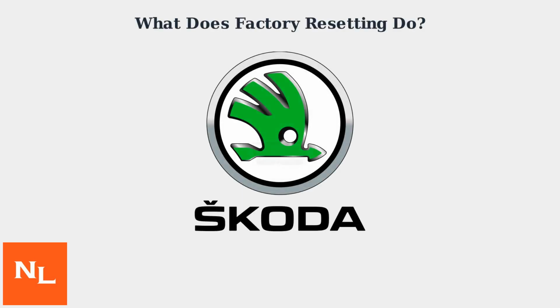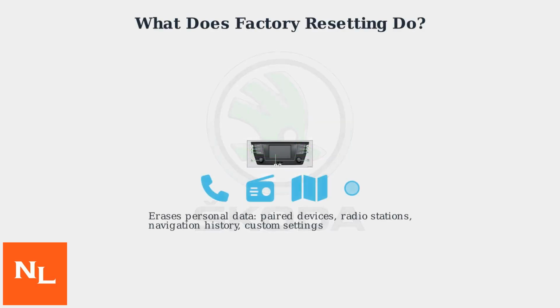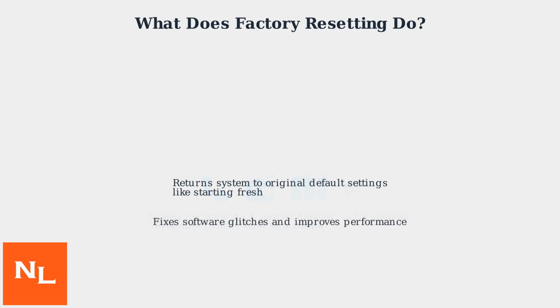Factory resetting your Skoda Fabia III's infotainment system restores it to its original default settings. This erases all your personal data, including paired devices like phones, saved radio stations, navigation history, and any custom configurations you've made. It's like starting fresh with the system, fixing software glitches and improving performance.